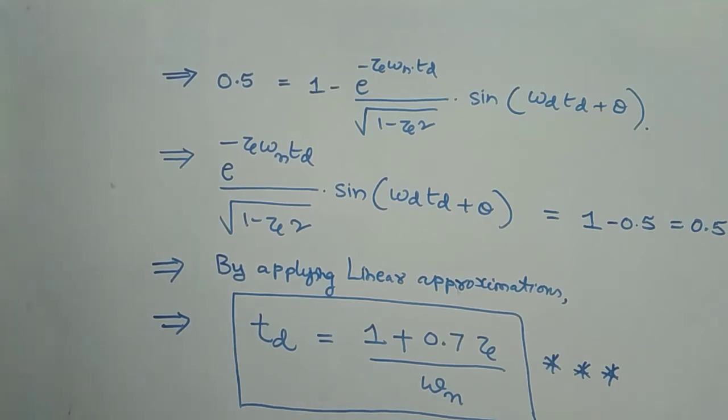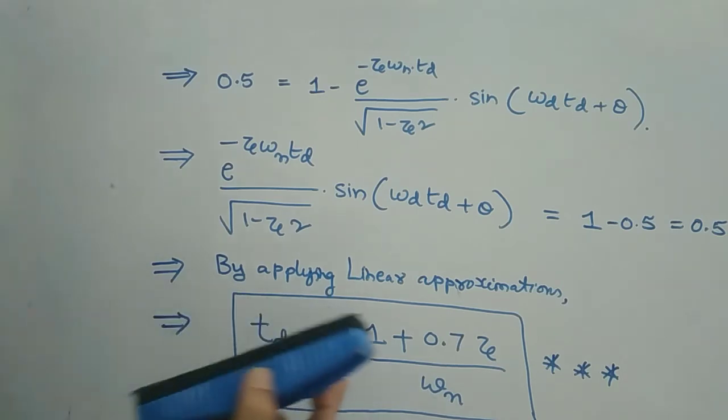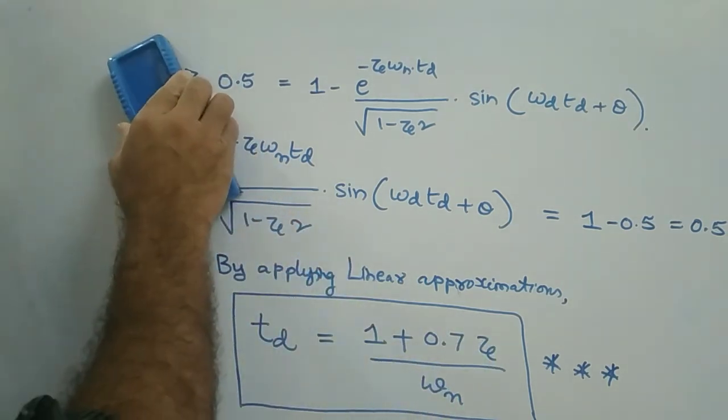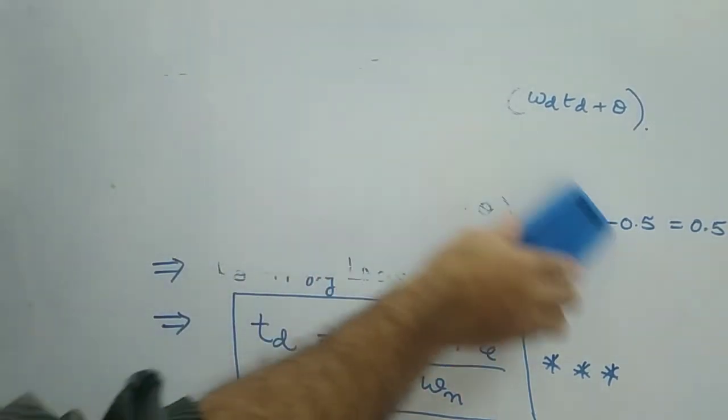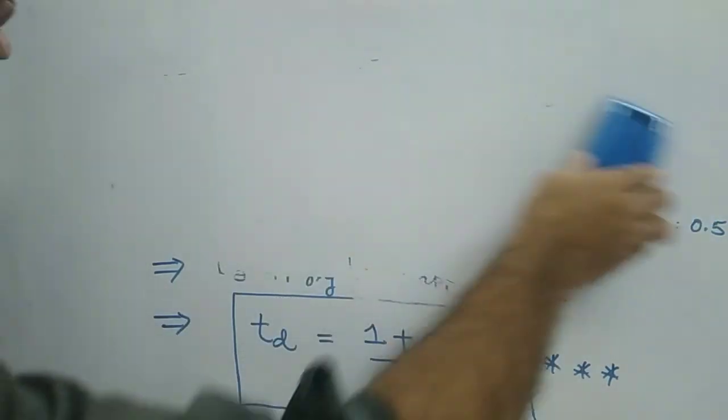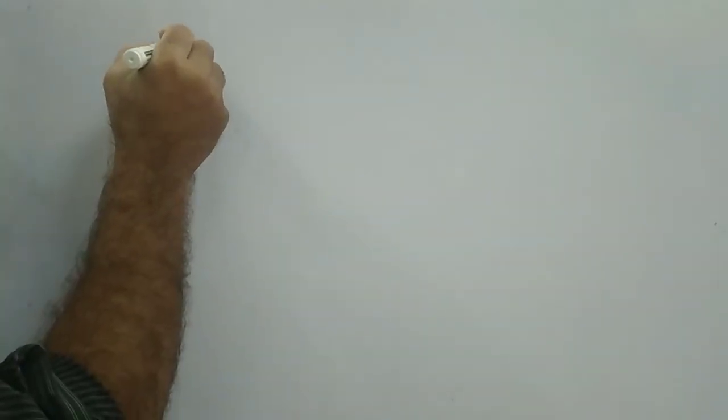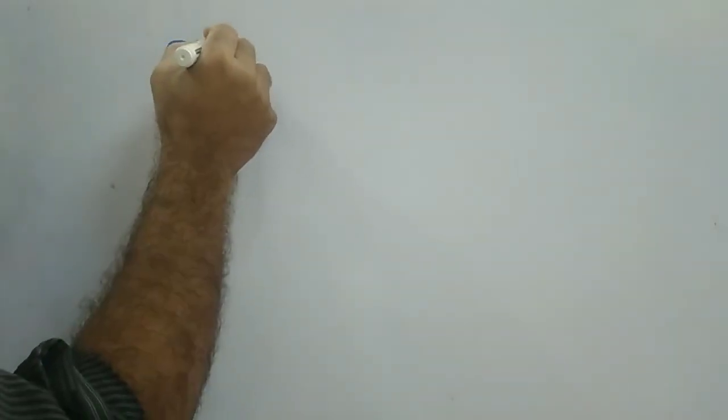Now, I move to the second one, that is the rise time. This completes the delay time: 1 plus 0.7 zeta by omega n. Okay. This is about your delay time. You just need to remember the expression itself. Forget about the derivation. It is not at all important. Okay. Now, next, the rise time. The next parameter is rise time.